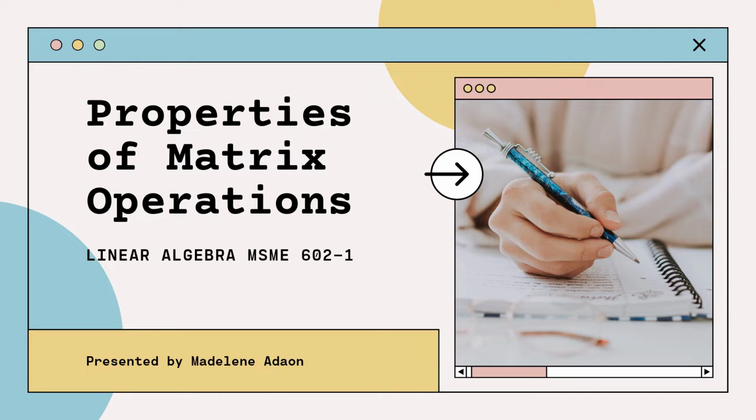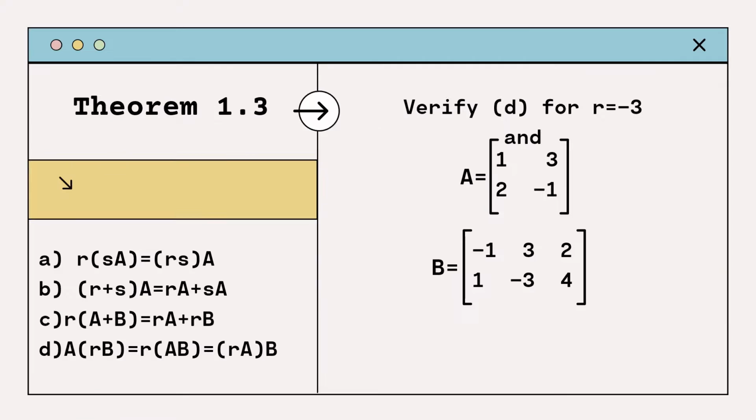Today we will be dealing with properties of matrix operations. Particularly, we are going to discuss Theorem 1.3, which is the properties of scalar multiplication. So these are the theorems.